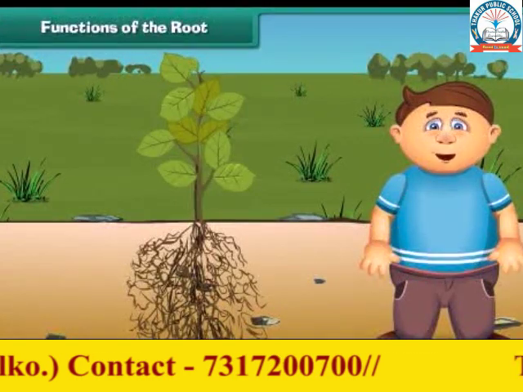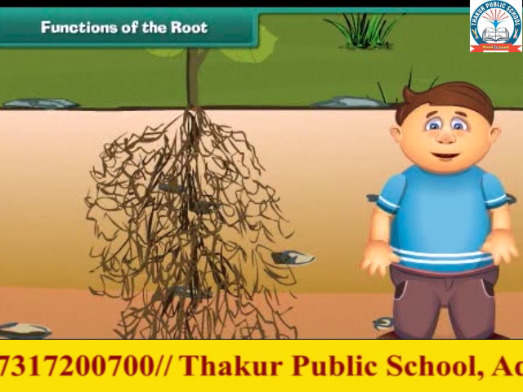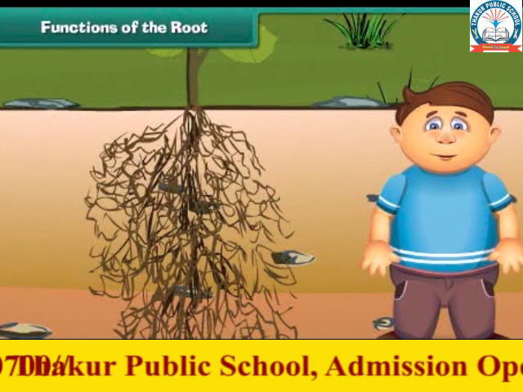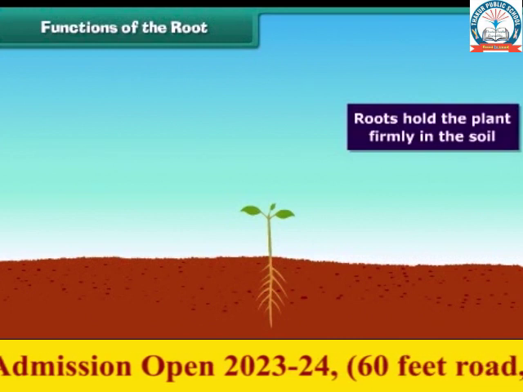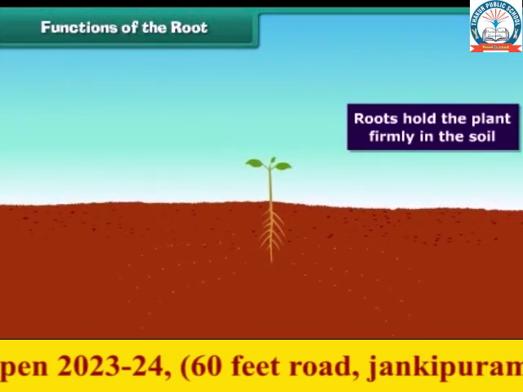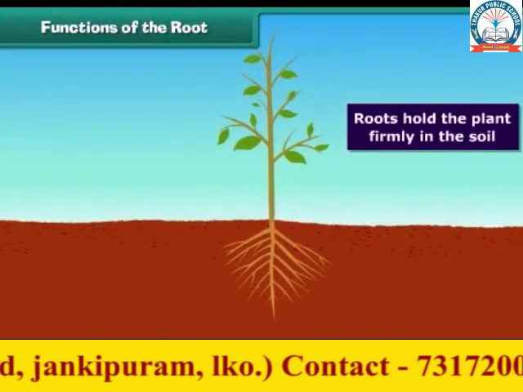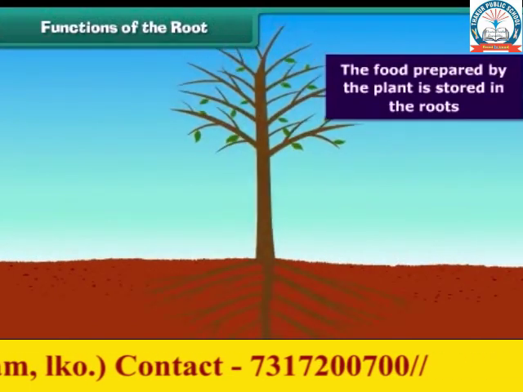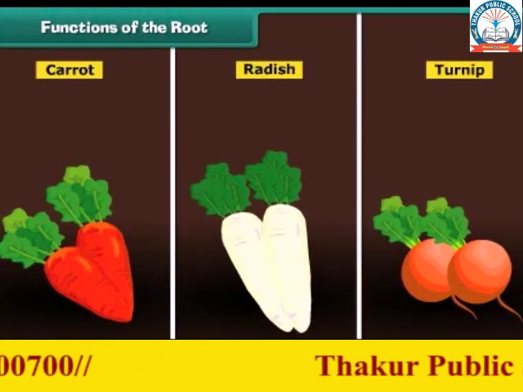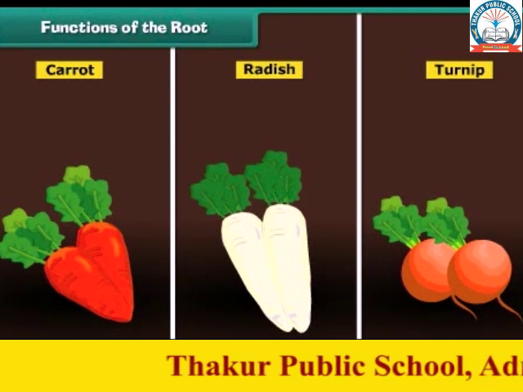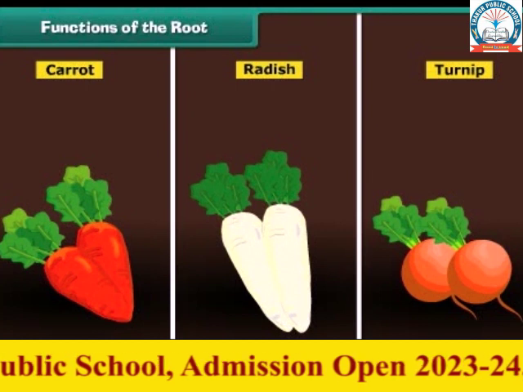Till now we have learnt the structure and types of roots. But now the question is, what are the functions of the roots? Friends, actually roots hold the plant firmly in the soil. They also absorb water and nutrients from the soil and send them to the other parts of the plant. Roots also perform the function of storage of food in some plants such as carrot, radish and turnip. The food prepared by the plant is stored in the roots. We eat these roots and get nutrition.